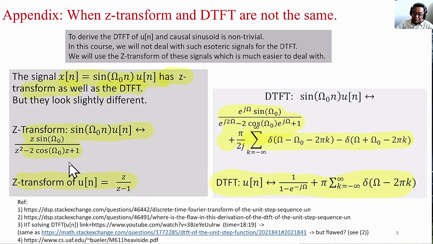So if it's easier to use the Z-transform to solve the problem, we'll use the Z-transform. If it's easier to use the discrete time Fourier transform, you use the discrete time Fourier transform. That's all. Thank you.